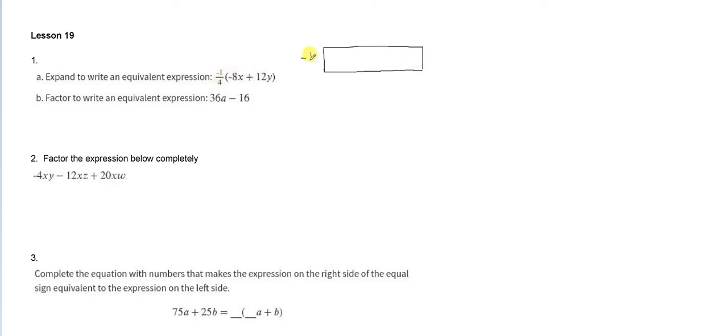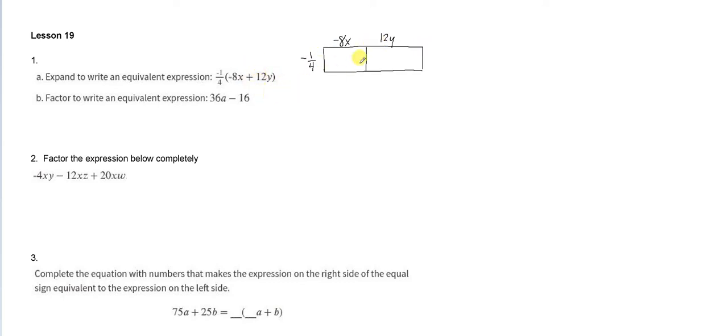In this case, it's -1/4, and then it's broken up into two different sections inside the length, and the length is -8x plus 12y. So the area of what's inside represents the product of these two things that are getting multiplied. These two being the parts inside the second group that's getting multiplied.